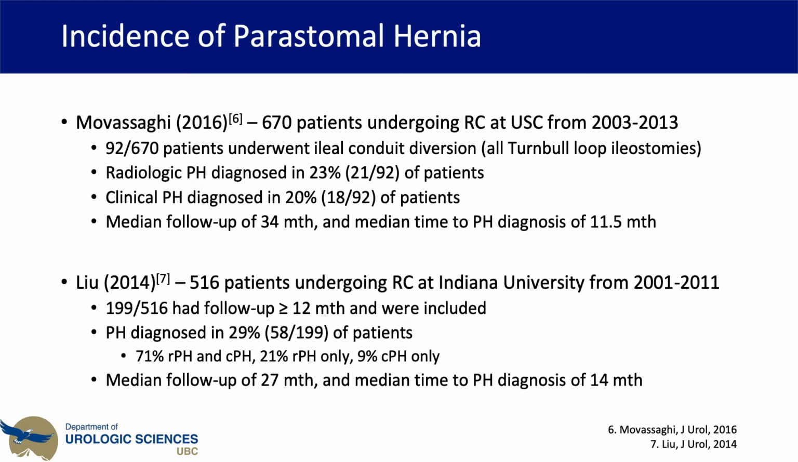Another paper coming out of Indiana University, again looking at consecutive patients, starting with 516, but only 199 had 12 months of follow-up and were ileal conduits. Here the parastomal hernia rate was 29%. They did divide this, interestingly, between patients that were detected both on surveillance CTs as well as clinically, 71%. 21% of patients were radiologically, there was evidence of a hernia, but not clinically. And then 9% of patients where there was a clinical suspicion of a parastomal hernia, but no evidence on CT imaging.